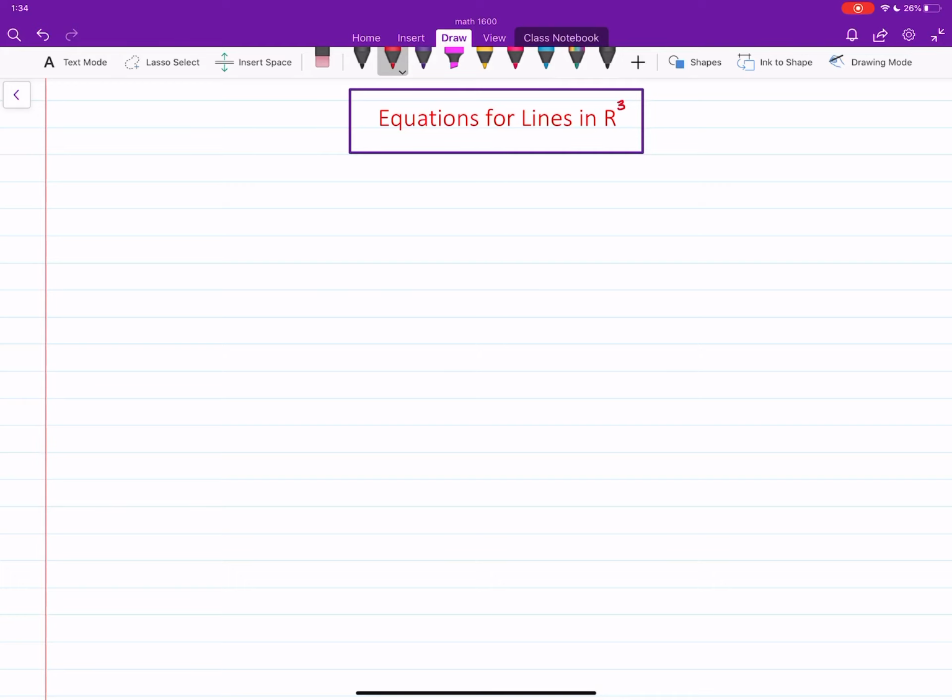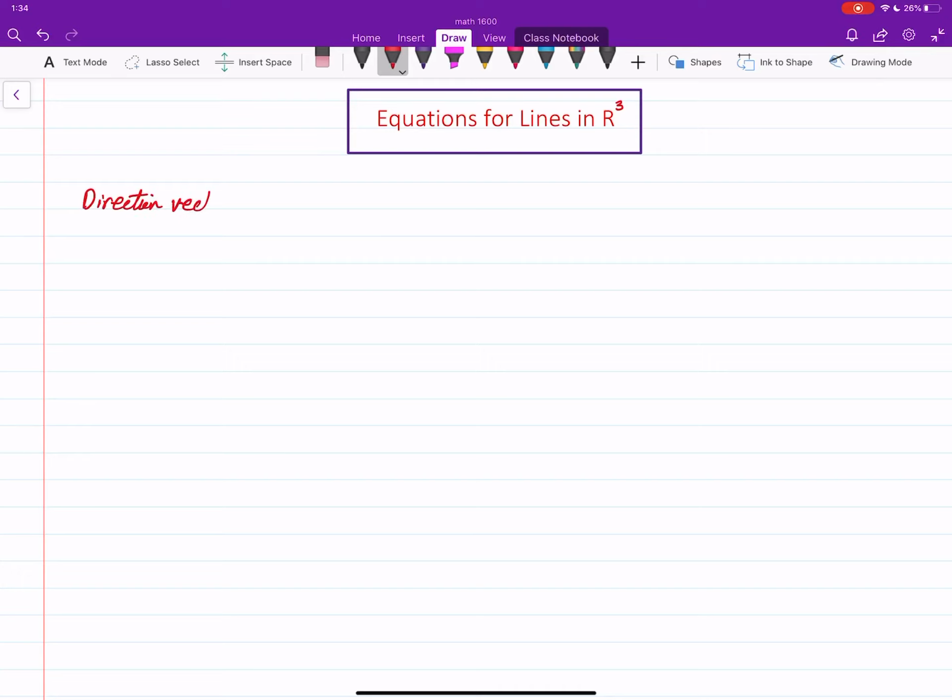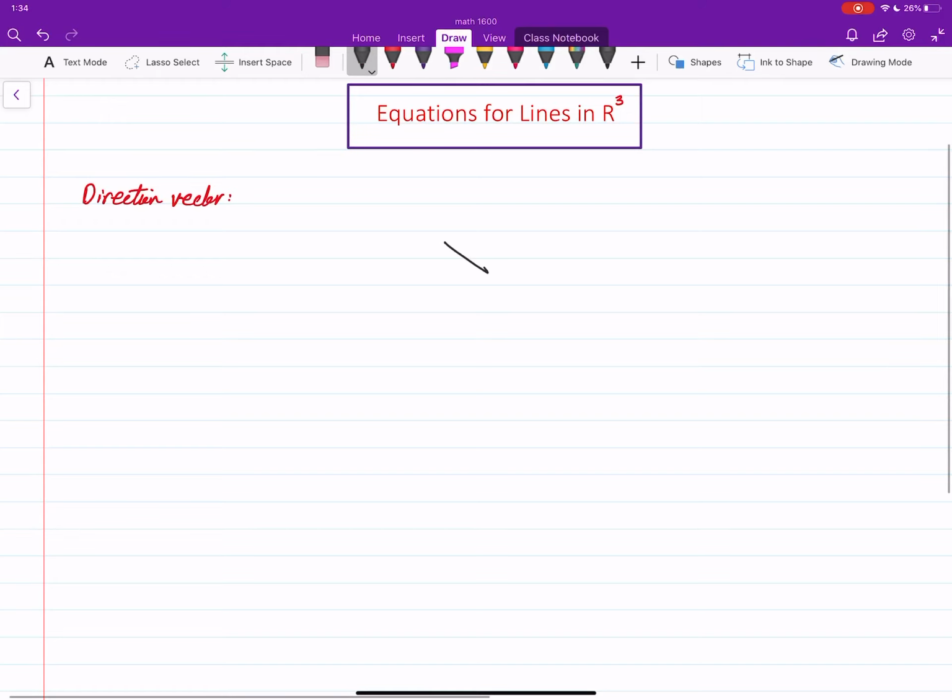Okay, so to write an equation for lines in R3, we have two approaches again. One is using a direction vector. Well, when it comes to the direction vector, the idea of a direction vector for lines in R2 and R3 is exactly the same thing. So you have a vector D, and then you find all the multiples of this vector that will make a line which is parallel to the vector D.